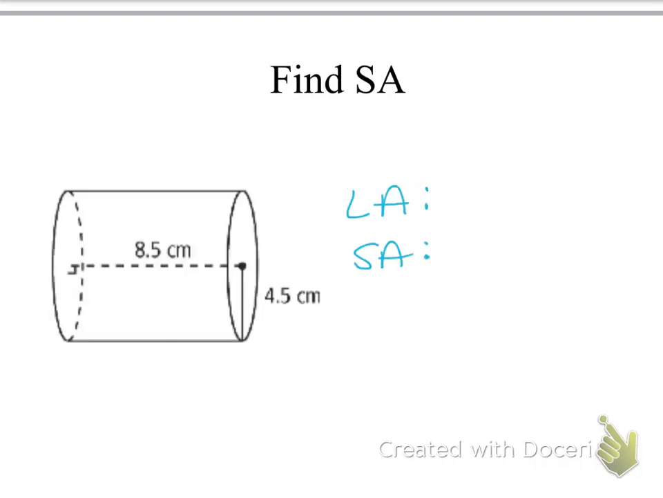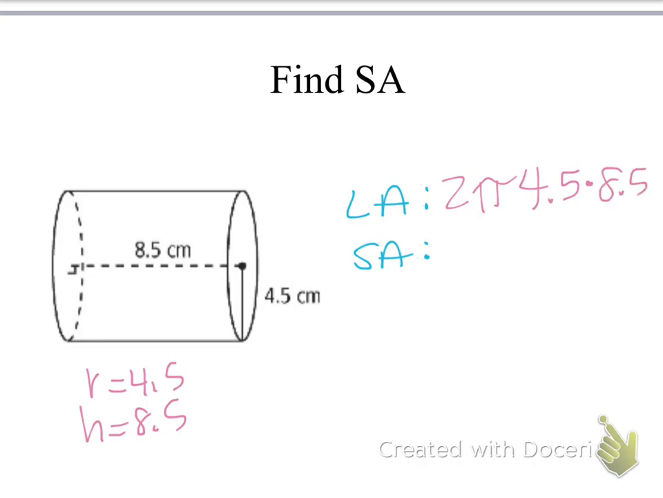Okay, so we're going to do one more of just doing it separate again. So my radius is 4.5, my height is 8.5. So 2 pi radius height. And I'm going to run out of space for that. Okay, so that gets me 76.5 pi centimeters squared.